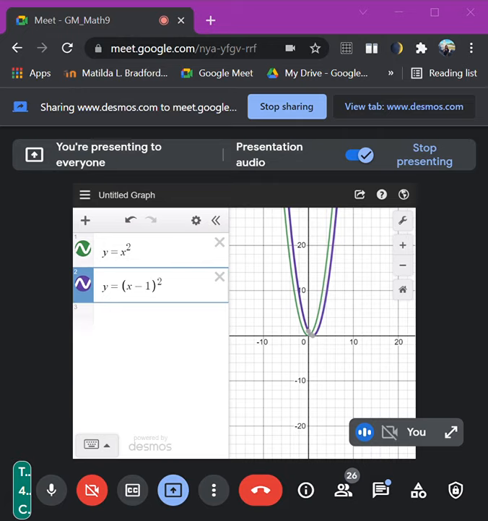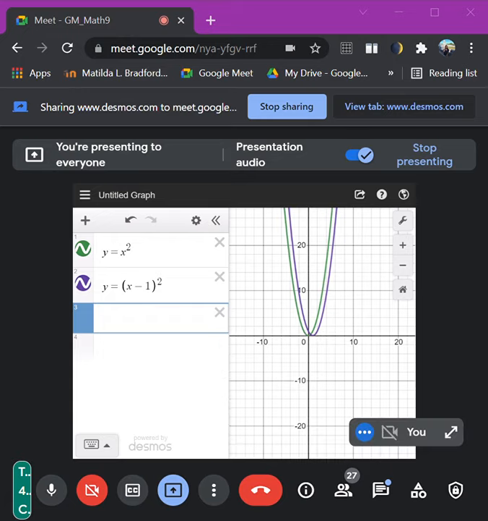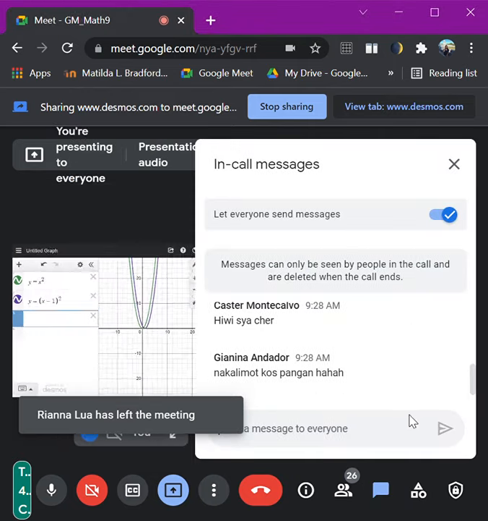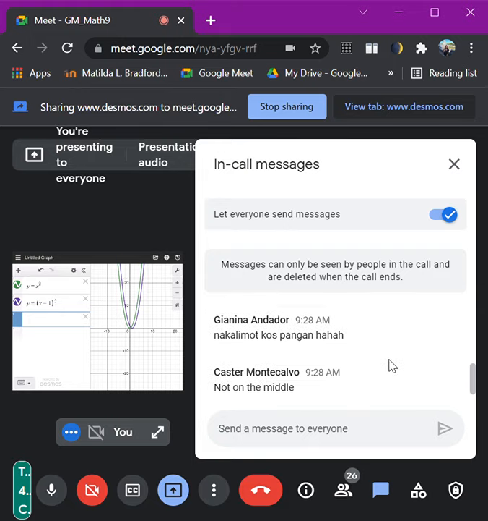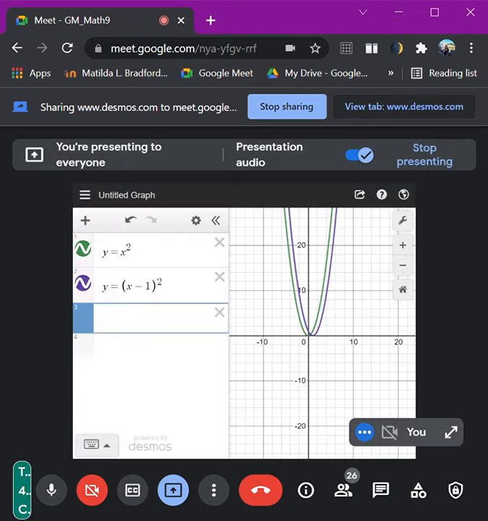What can we see in the graph here? What are its changes? The green is the parent function, and the violet is the first equation. It moved to the right, sir. Okay. It is not in the middle, it is off to the side. So, meaning to say, it moved to the right.